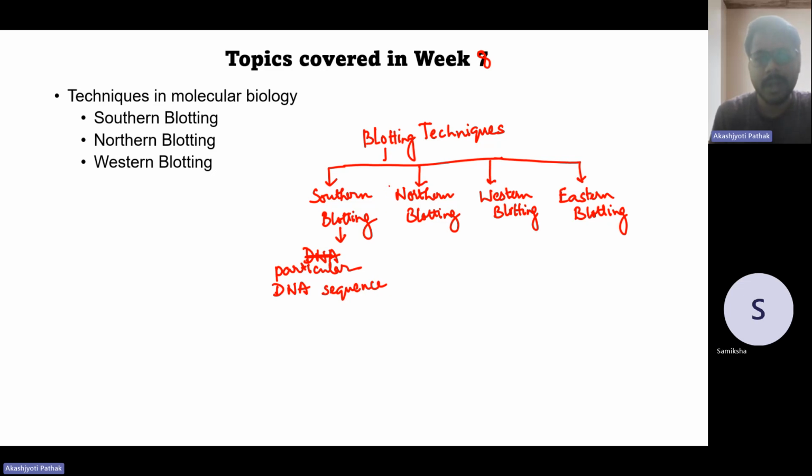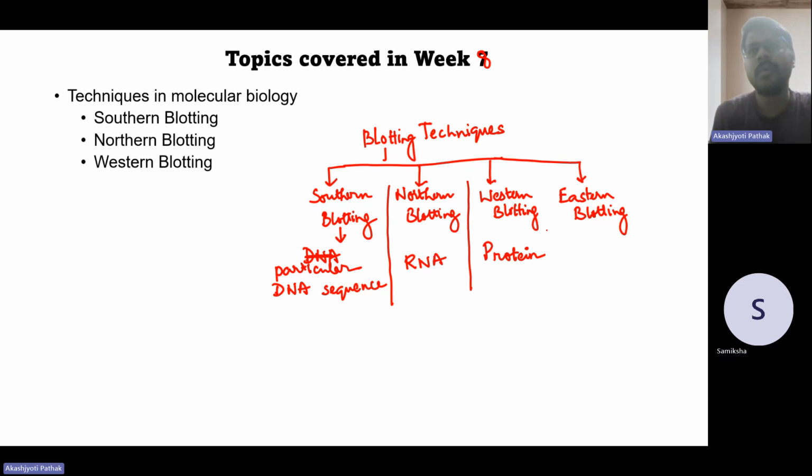Northern blotting is used for RNA, to analyze the abundance of a particular RNA transcript in a cell. Western blotting is used for protein. If you want to identify whether a particular protein is getting overexpressed, or what is the level of expression of a protein in a particular cell, then you can use Western blotting.